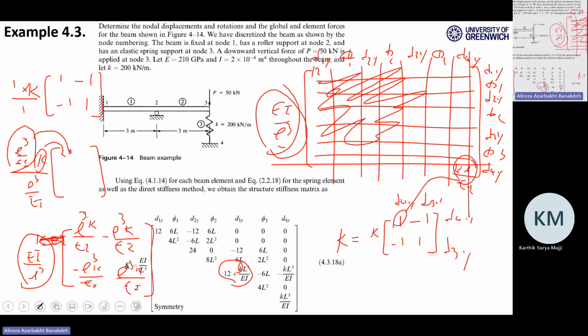Whatever K is, if it's small or big, it will contribute to adding something to that 12 to make it more stiff. Physically, it is a spring at the end of the beam. The more stiffness it has, the more difficult it will be to push it down. So if you increase K, it will decrease D3Y for sure, because you're pushing number 3 down with whatever, 50 kilonewton. The more stiffness you have, the less D3Y you will get. It's harder to push it down, right?